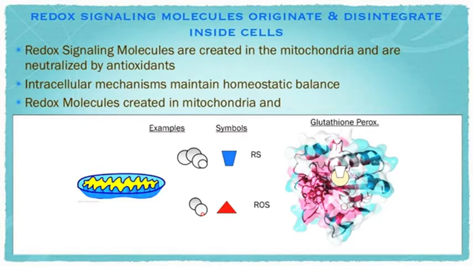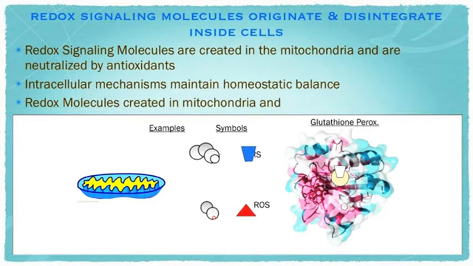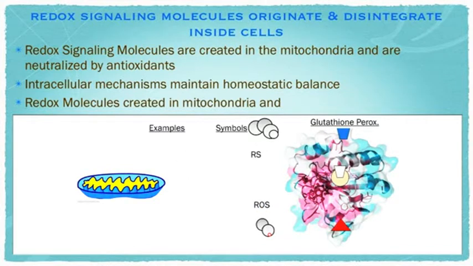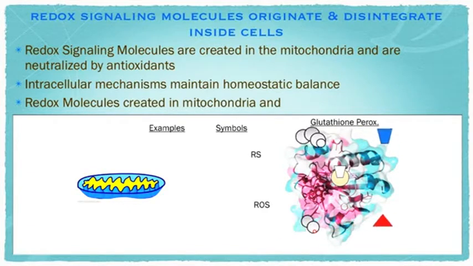Now there are two kinds. One has a positive charge, one has a negative charge. The negative charge is called a reduced species. The positive charge is called a reactive oxygen species. So these are produced in every cell. Some cells have thousands of mitochondria, some have just a few. When they're produced, if there is an over amount or an imbalance in some way, glutathione has a way of breaking down these excess molecules to allow for the maintenance of homeostasis.